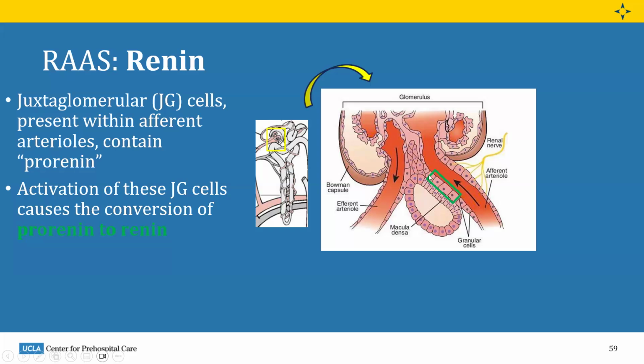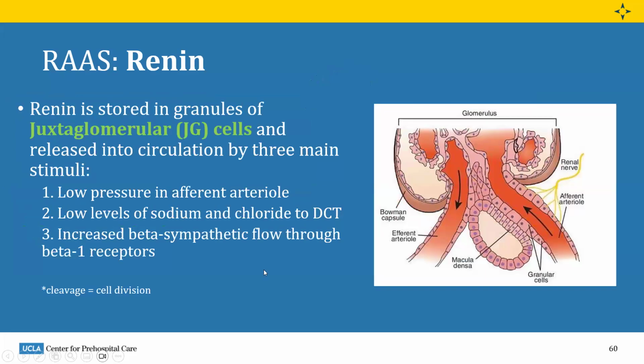Those are within our afferent arteriole. They contain prorenin, so it's just there on standby. And when you activate these cells, it converts prorenin into renin. So that's part one, how we make renin. You have to activate these cells. How do you do that? Well, there's a couple different things.